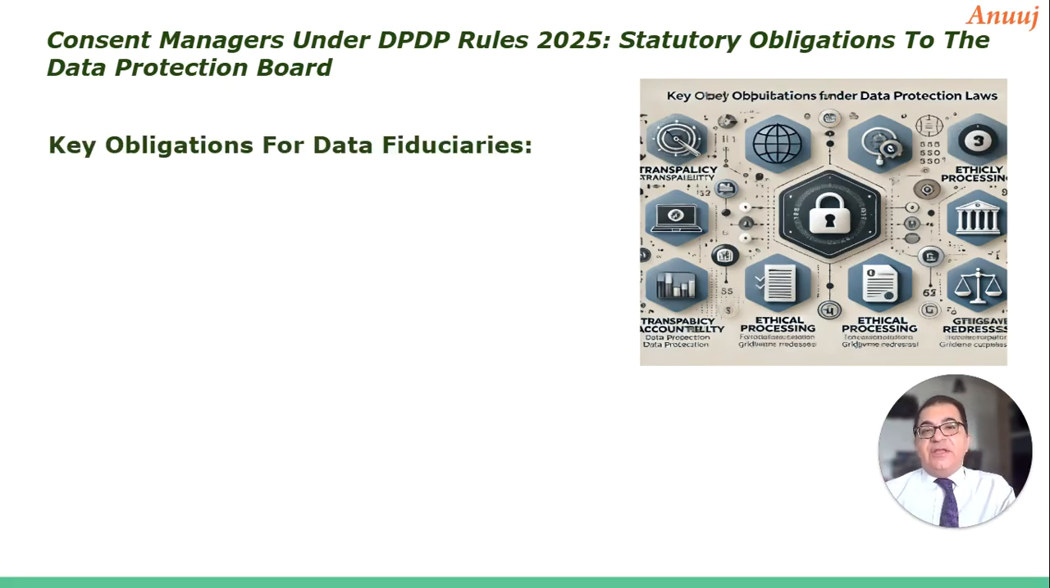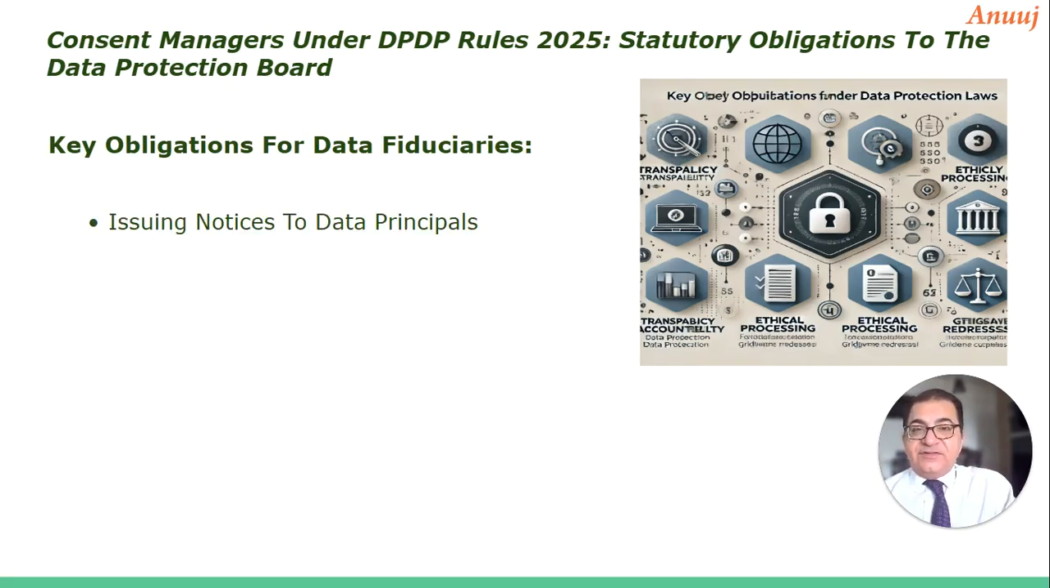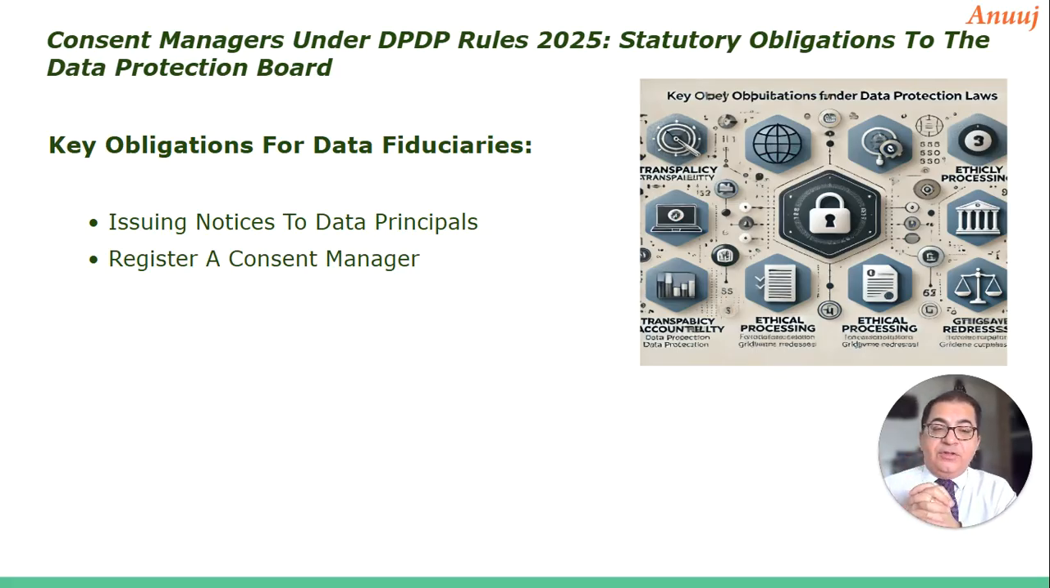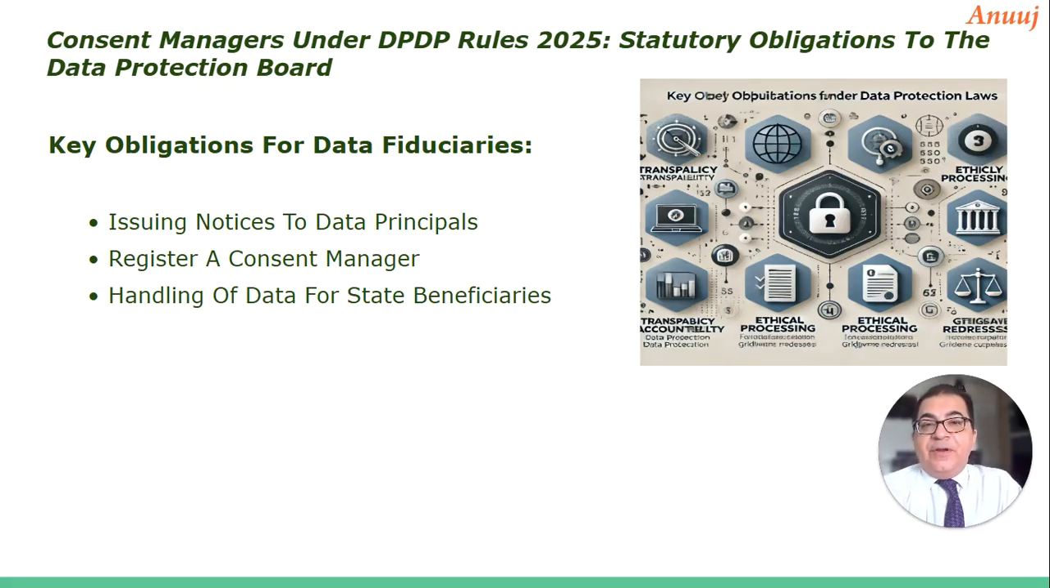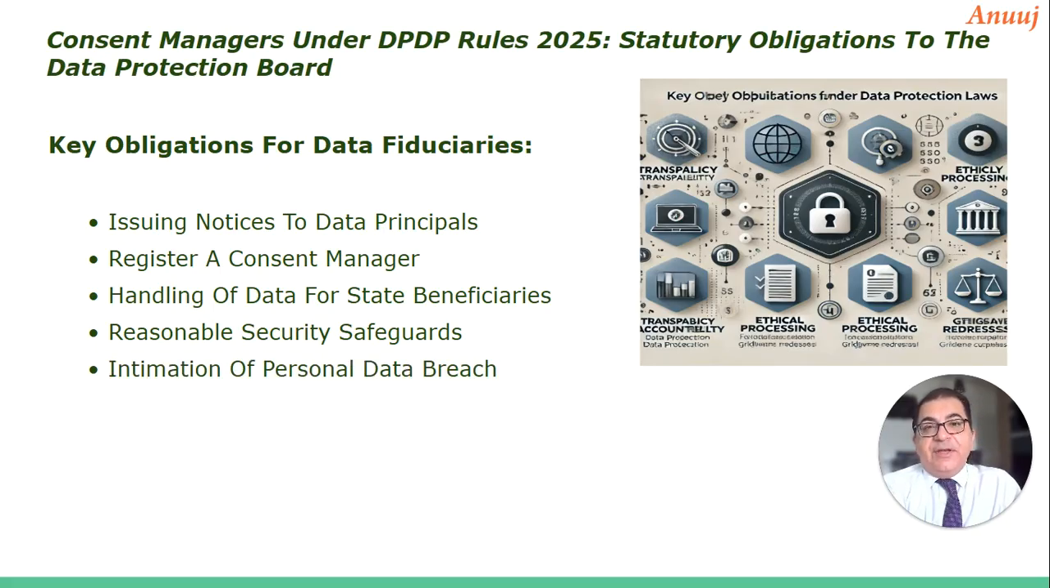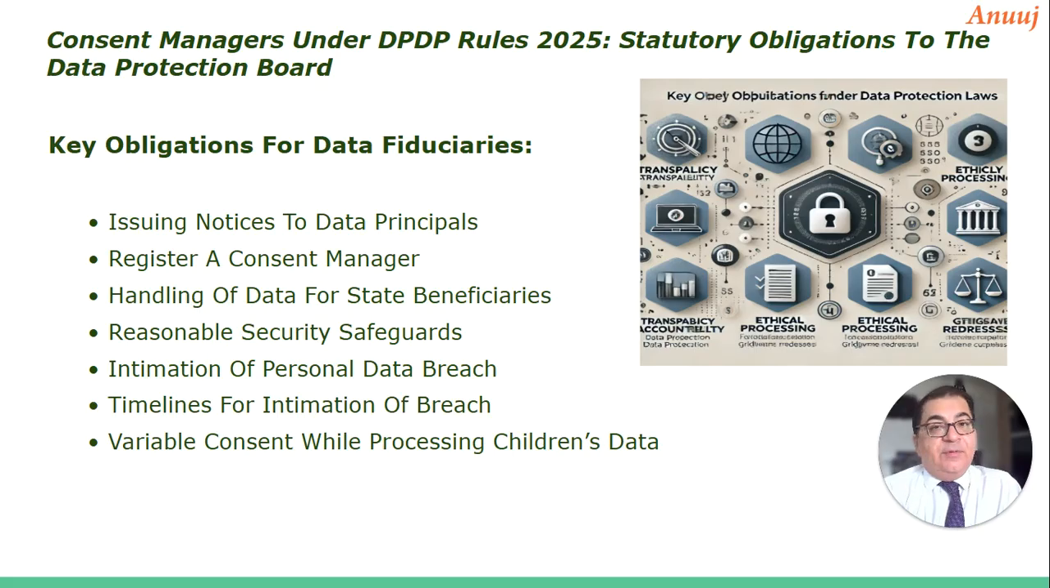First of all, we'll touch base upon the obligations that have come in for data fiduciary. We already spoke about the notices that data fiduciary need to issue to data principals. Right now we are talking about consent manager, where we have already spoken about the basic registration of a consent manager, and today we are talking about the obligations of a consent manager. Of course, this follows with handling of private data of state beneficiaries, followed by reasonable security safeguards, intimation and timelines of intimation of personal data breach, if at all that happens, and then the variable consent concept that has come up in the DPDP rules. So these are the new obligations, or you can say fine-tuned obligations that have come in for data fiduciaries.